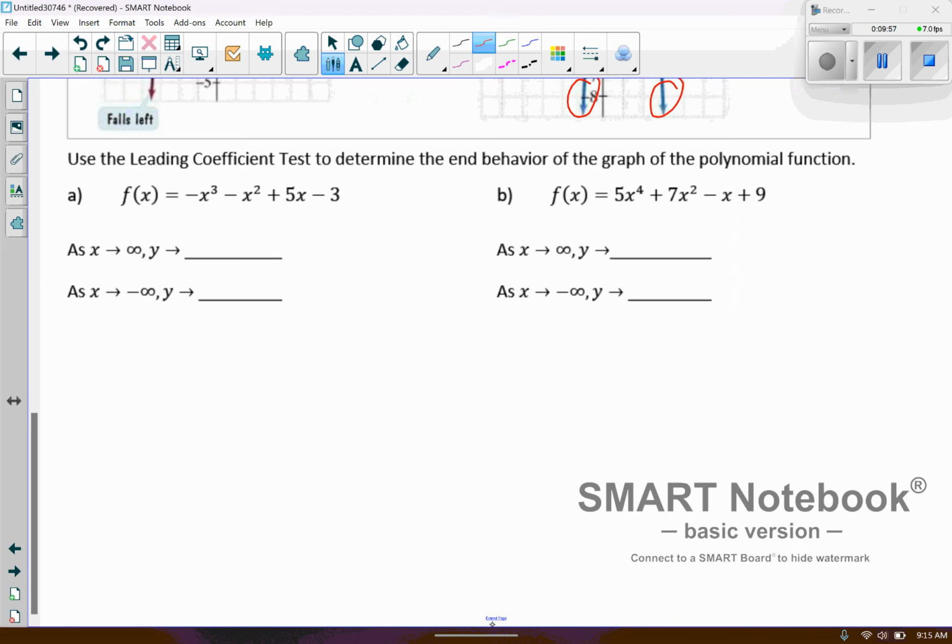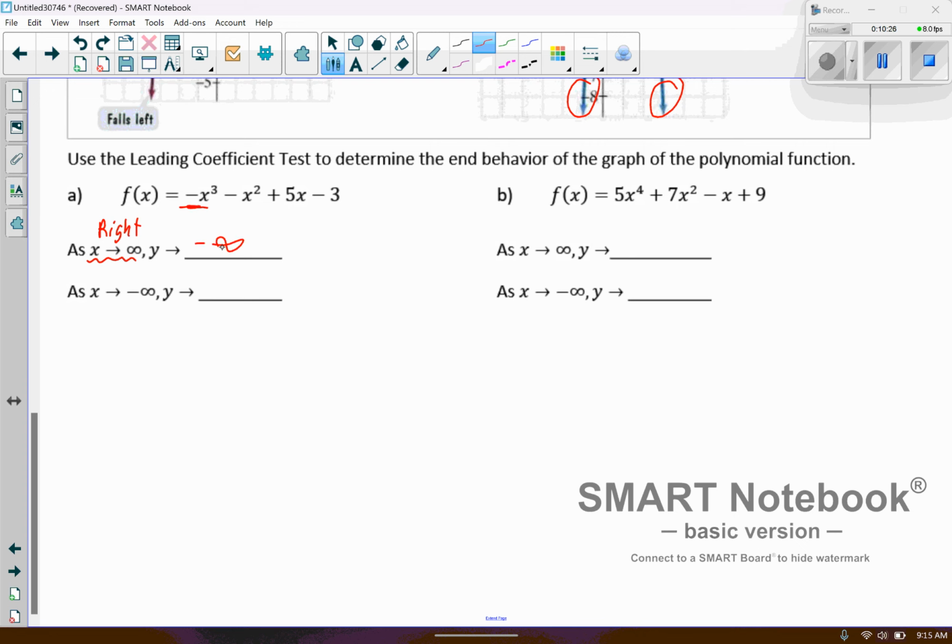So right here it says use the leading coefficient test to determine the end behavior of the graph of the polynomial function. So right here we want to look, okay, as x goes to infinity, basically as x goes to the right, that's what that means. As x goes to infinity, what's going to happen? Well, it's a negative value in front, so that means that the y value is going to come back as a negative value. So that's going to go to negative infinity.